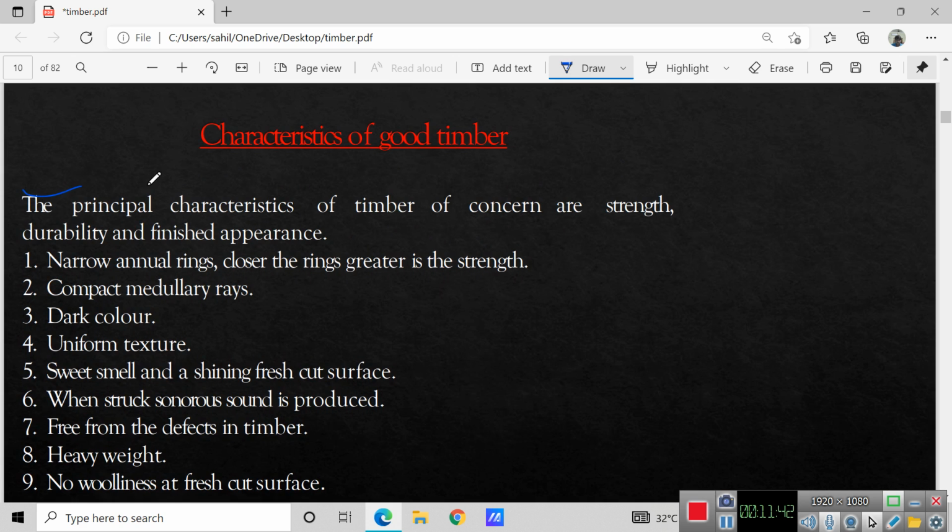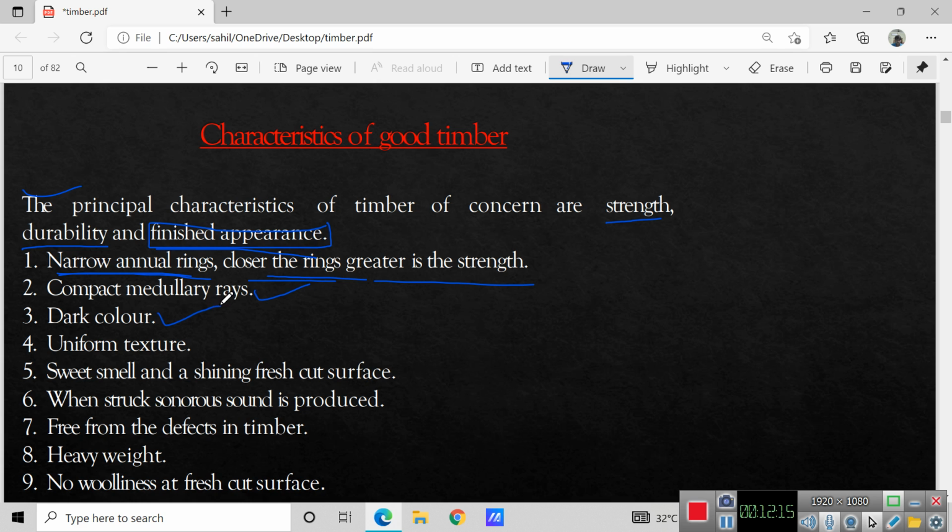Now the principal characteristics of timber of concern are strength and durability, because for an engineer strength and durability is the topmost priority, and finished appearance gives an aesthetic look to the house or different wood products. Narrow annual rings: closer the rings, greater is the strength. Narrow annual rings indicate that the strength of the tree is greater. Compact medullary rays give a better chance for the sapwood and heartwood to bind together.